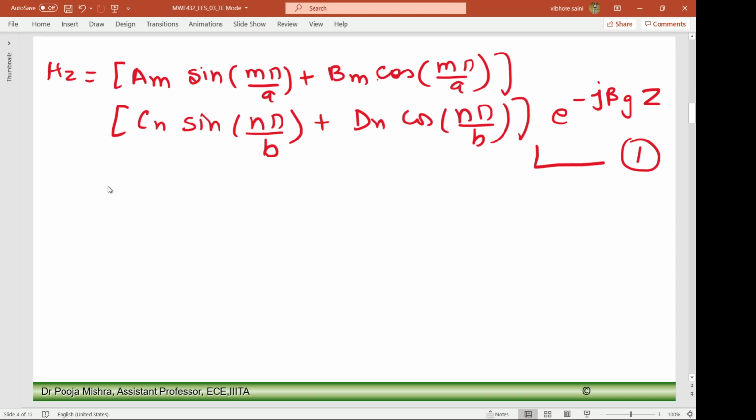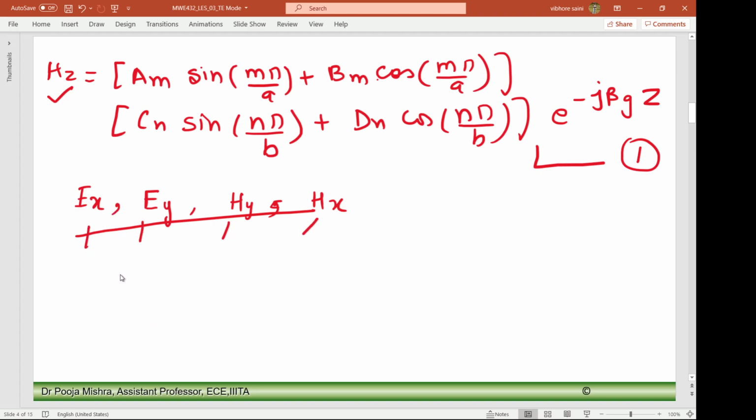We don't know any other field component. What other field component may exist in this waveguide? In TE mode, Ex component will be there, Ey component will be there, Ez should be 0, Hy will be there and Hx may be there. We don't know these components, we know only this component. So how will we determine these components?